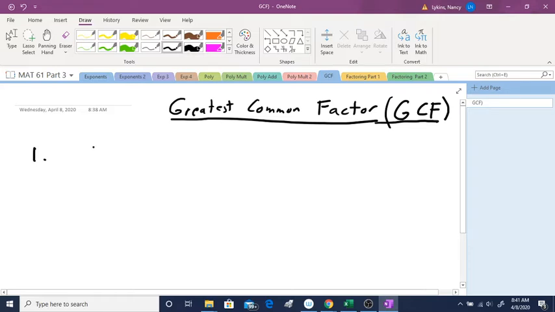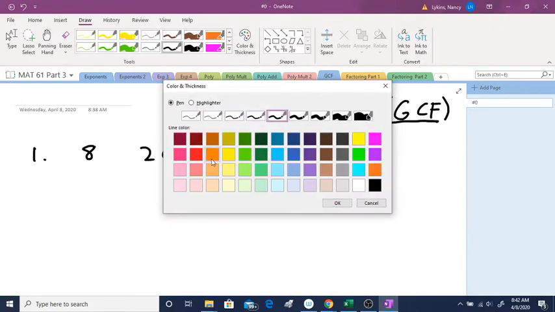Now, what the greatest common factor means is what number, the greatest or the highest number, can go into both 2 or 3 or however many numbers. In this case, I'm going to start off with 2 numbers. I'm going to look at 8 and I'm going to look at 20. Well, I want you to think about this. Now, those that understand prime factorization, that's the breaking down of numbers.